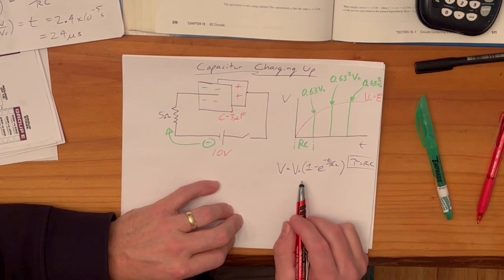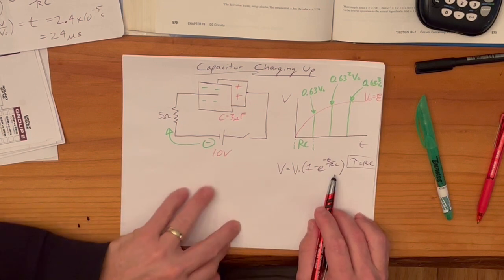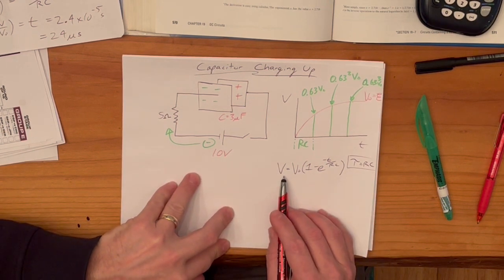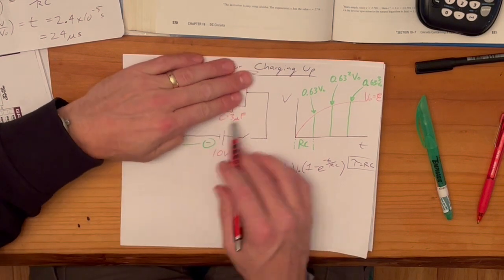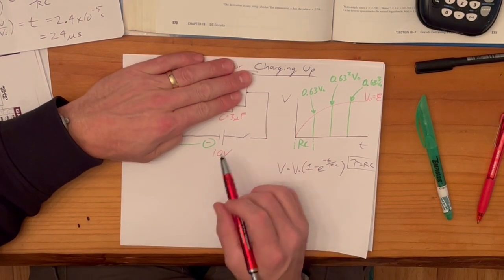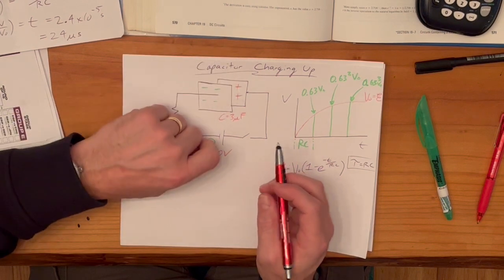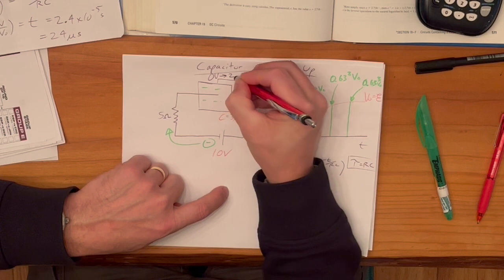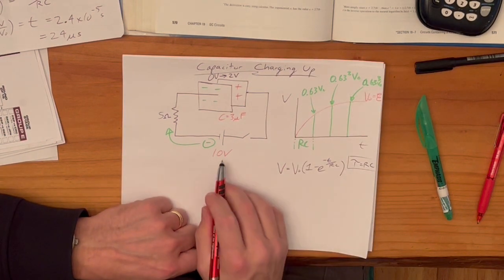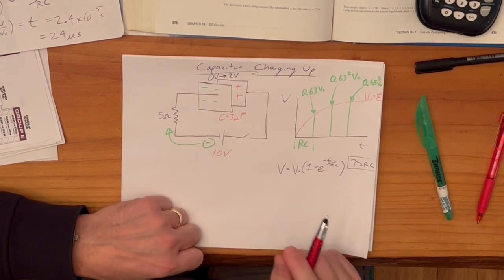So let's try a little problem here. Let's say that we're going to charge up this capacitor. It starts at nothing. It starts neutral, and we're going to charge it up to 2 volts. So you're starting from 0 volts, charging up to 2 volts, using a 10 volt battery. How long does that take?